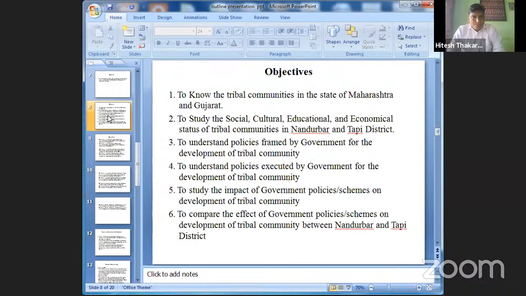The fifth objective is to study the impact of government policies and schemes on development of tribal communities. The last and sixth objective is to compare the effect of government policies and schemes on development of tribal communities between Nandurbar and Tapi district.